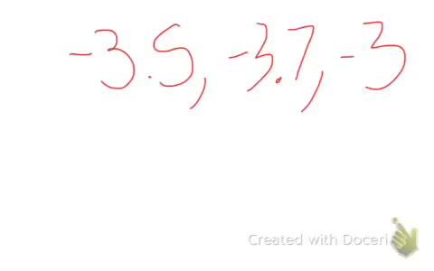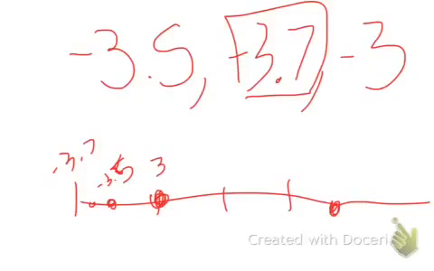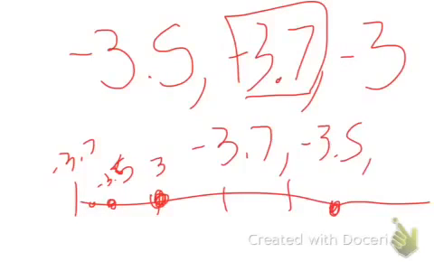Okay, now this one, it would help us if we made our number line. If we made our number line and we go 1, 2, 3, 4, our negative 3 would be right there. Our negative 3.5 would be right in the middle. And 3.7 would actually be further. So 3.7, that's the furthest away from 0, so that's going to be our smallest number. And then 3.5, and then 3.